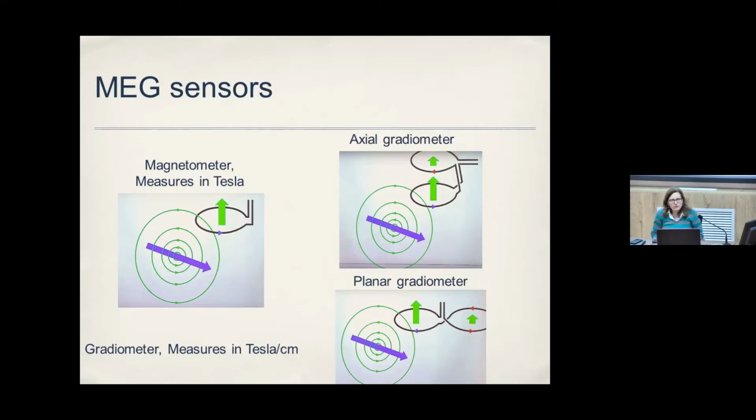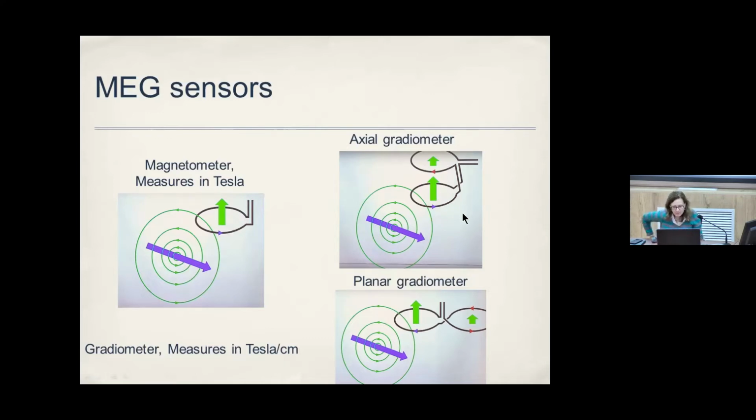But it has some problems, and that's why all imaging machines now have not magnetometers but gradiometers. A gradiometer is actually a combination of two magnetometers, and it consists of either an axial gradiometer, which has two magnetometers along the axis, or a planar gradiometer, which is oriented on the plane. It's hard to combine them physically, even if you have both in one MEG machine, because they use different measures. A magnetometer measures in Tesla, while a gradiometer is measured in Tesla per centimeter, because it measures the gradient between these two magnetometers.